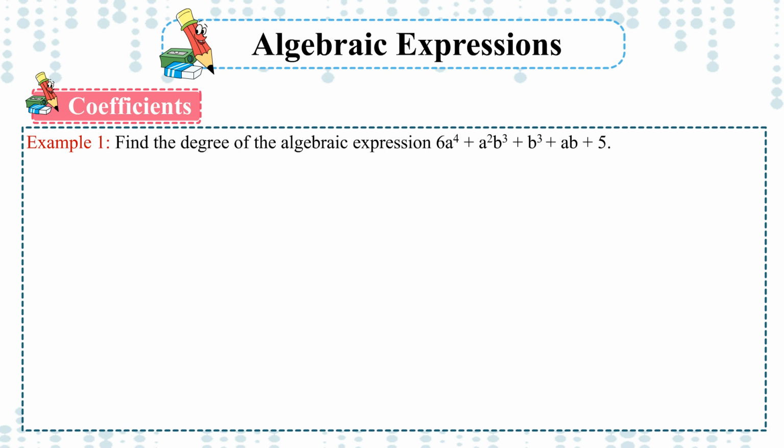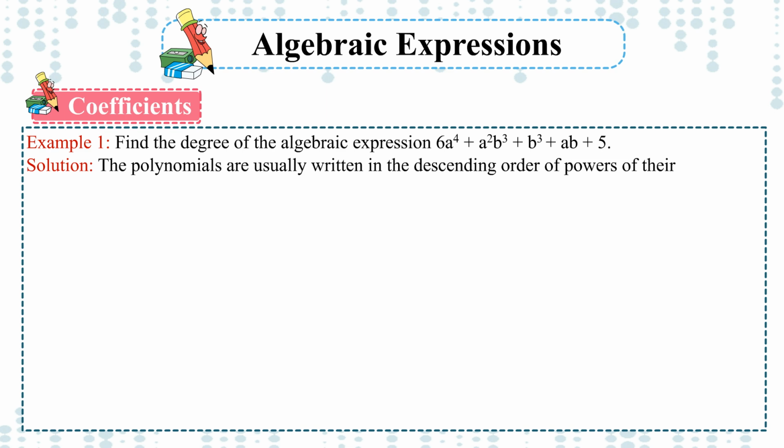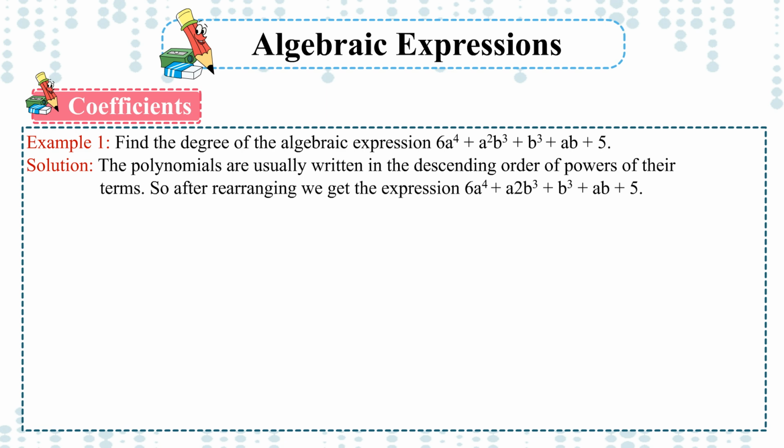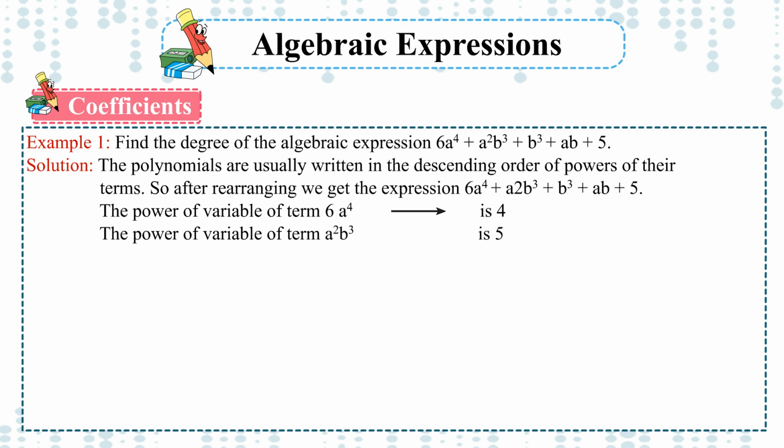The power of variable of term 6a^4 is 4. The power of variable of term a^2 b^3 is 5. The power of variable of term b^3 is 3. The power of variable of term a is 1. The power of variable of term 5 is 0. So, the highest power of variables is 5. Therefore, degree of algebraic expression is 5.